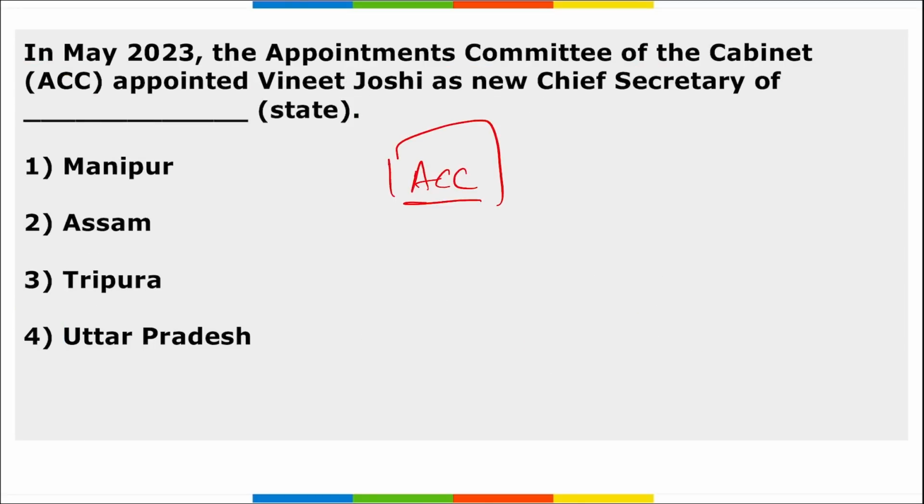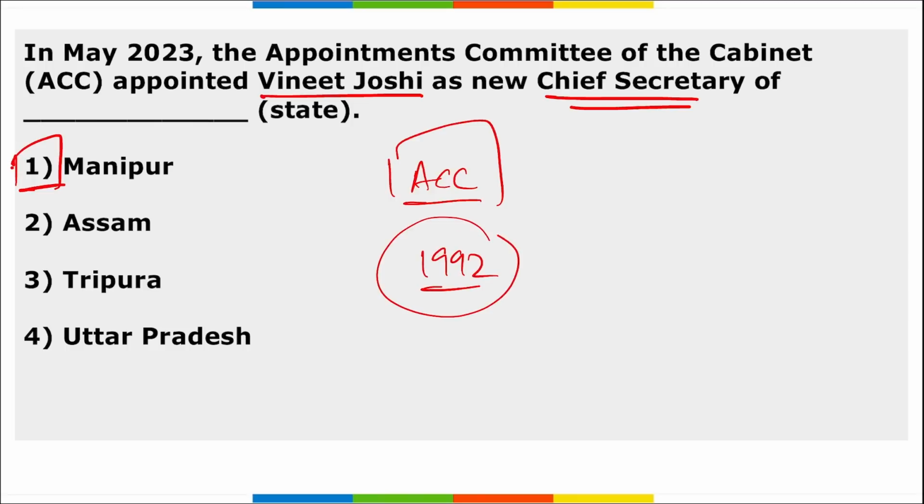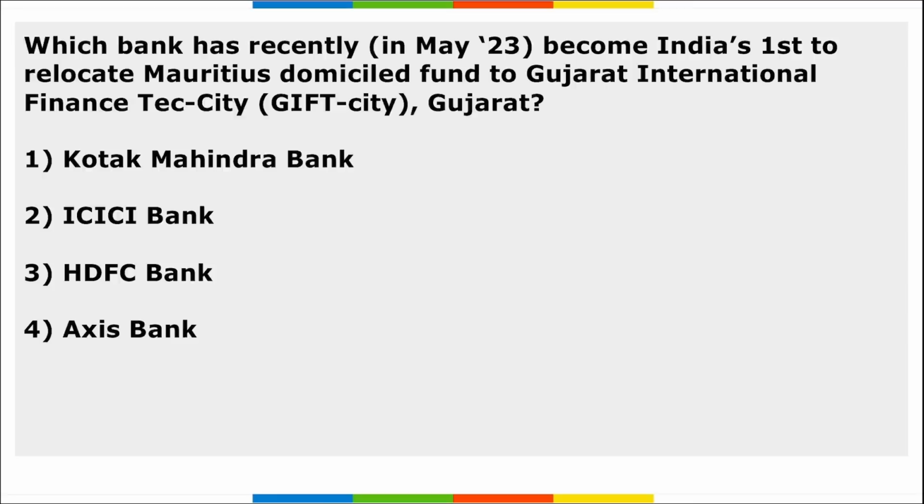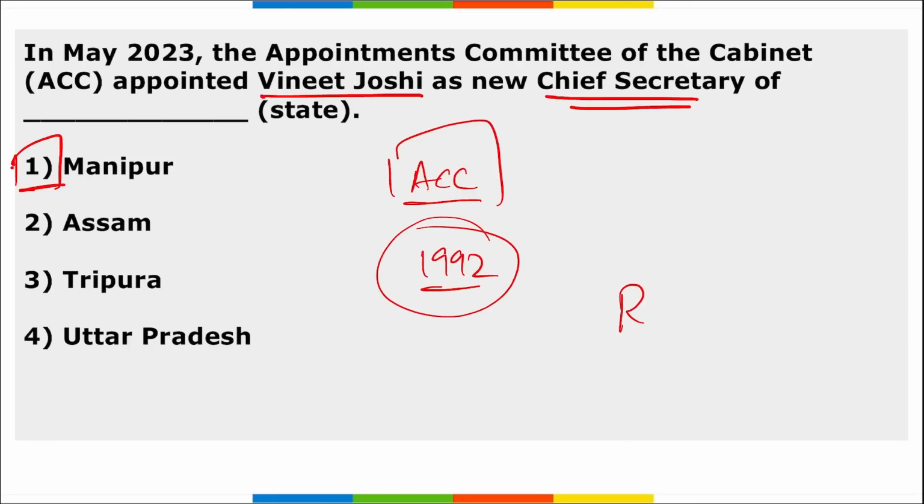ACC, that is the Appointments Committee of the Cabinet, appointed Vineet Joshi as the new secretary of which state? He has been appointed as the new secretary of Manipur state, right? He is a 1992 batch Manipur IAS officer. Next, and one more thing, he will be replacing Dr. Rajesh Kumar.